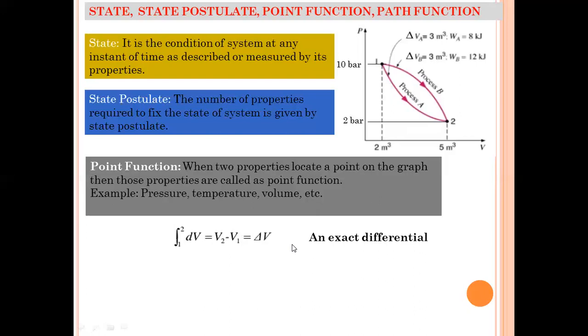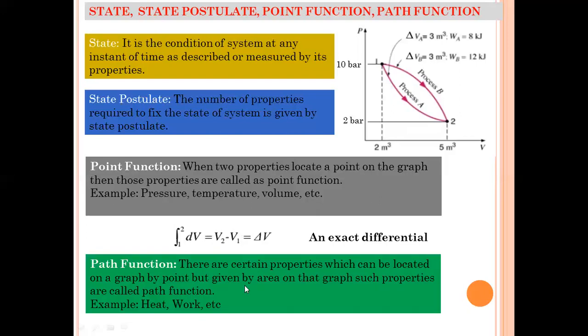Let us see what exactly the path function is. There are certain properties which cannot be located on a graph by a point but are given by the area on that graph. Such properties are called path functions. Heat and work are nothing but path functions.